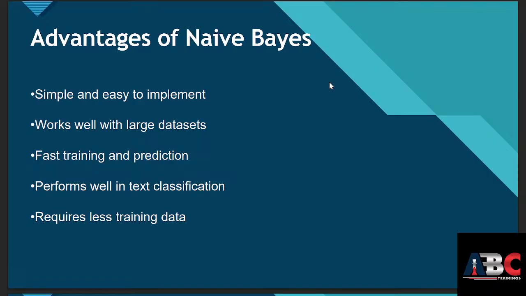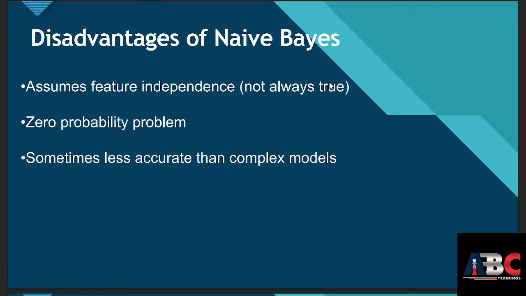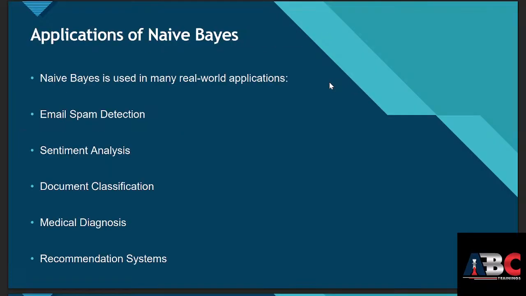In conclusion, the Naive Bayes algorithm offers several important advantages. It is simple, fast, and effective, making it suitable for many machine learning tasks. The second one is the disadvantages of Naive Bayes. It assumes features are independent, which is not always true. It has the zero probability problem, and is sometimes less accurate on complex data.